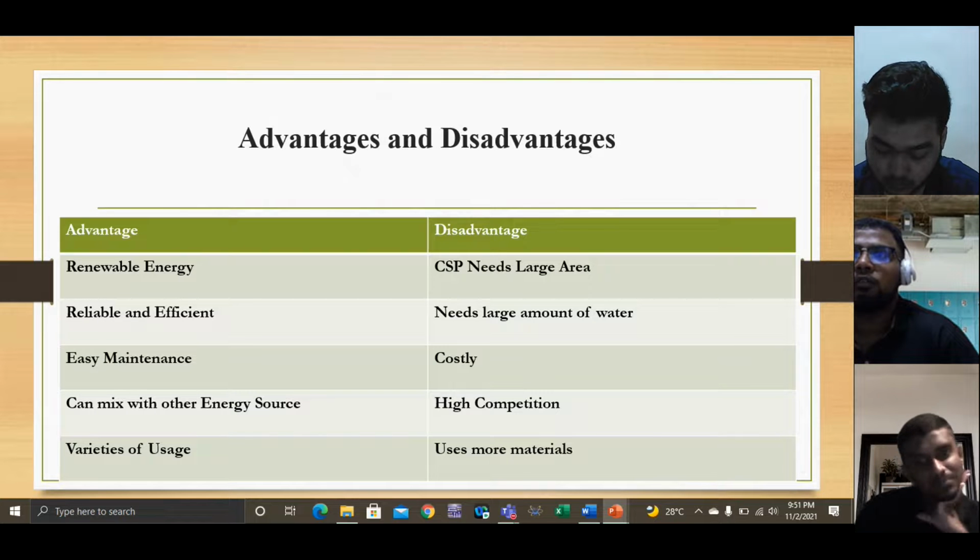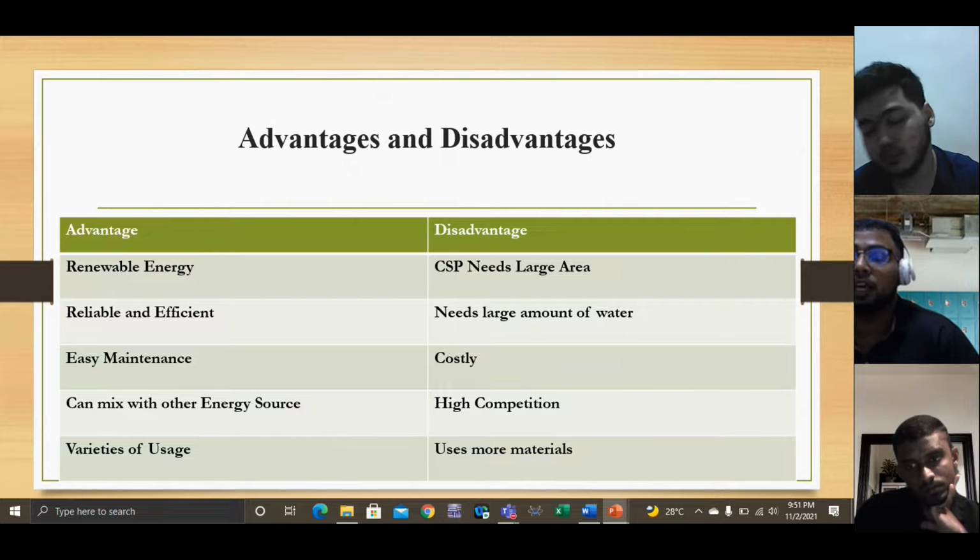The fourth disadvantage is high competition. Competition from other energy sources like solar PV and fission-based nuclear power means that CSP does not always receive the development it needs to become a primary energy source.